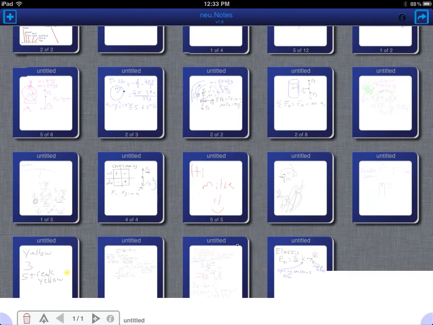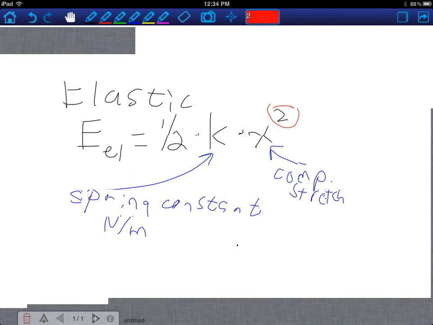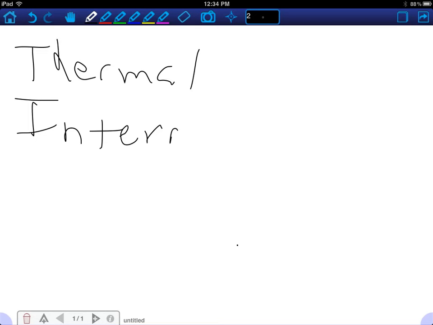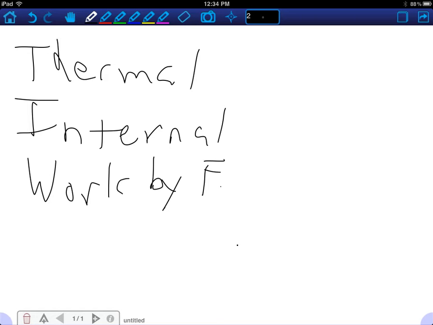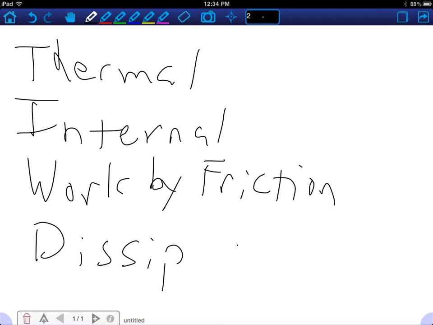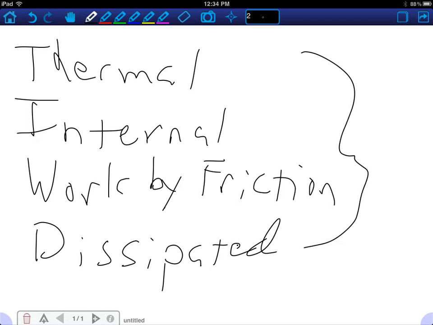So the other thing that we'll look at, and the last kind of thing we discussed, is a form of energy, but not exactly. A lot of times you'll see it referred to as either the thermal energy, internal energy, or, well, sometimes it's called the work done by friction. And there's one worksheet we might do that will refer to it as dissipated energy. All of these terms are the same thing.